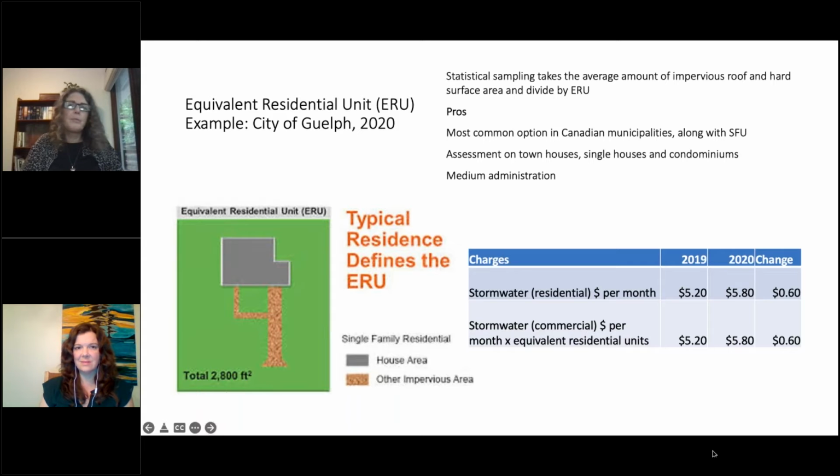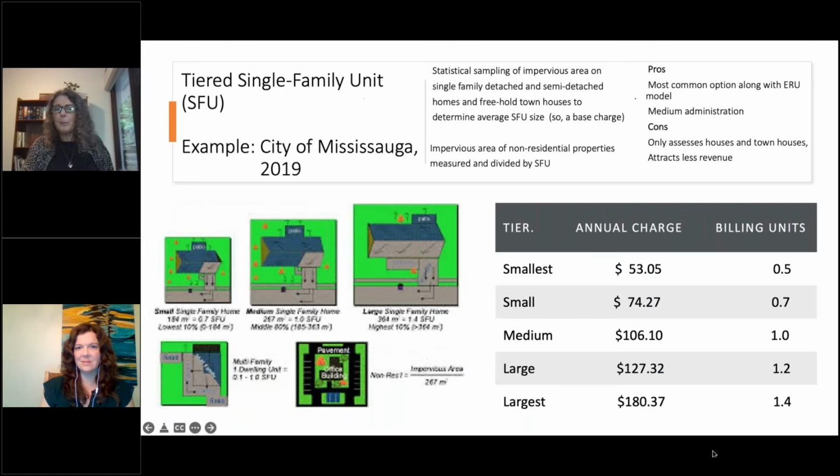Then you've got the equivalent residential unit, which is ERU. This is one of the preferred options in Canada, and this is in the city of Guelph. They do a statistical sampling of all the impervious areas in residential housing, and then they average that out, and that average is charged to everyone. So it's still not really that fair, it's still contested, and it's a medium administration. We've got the tiered single family unit in the city of Mississauga, and I'm going to leave that for Victoria.